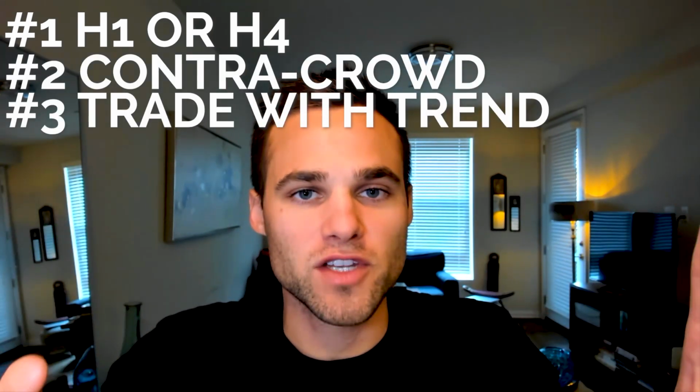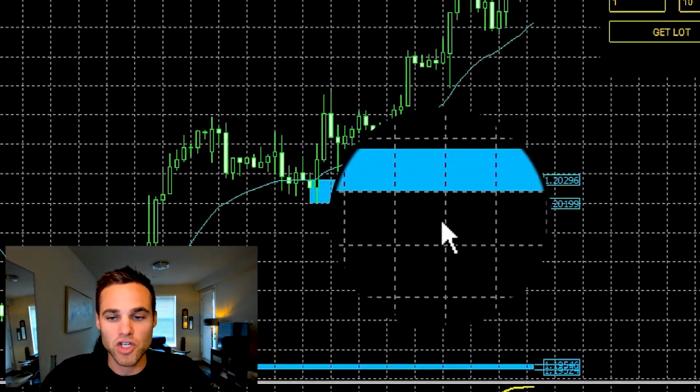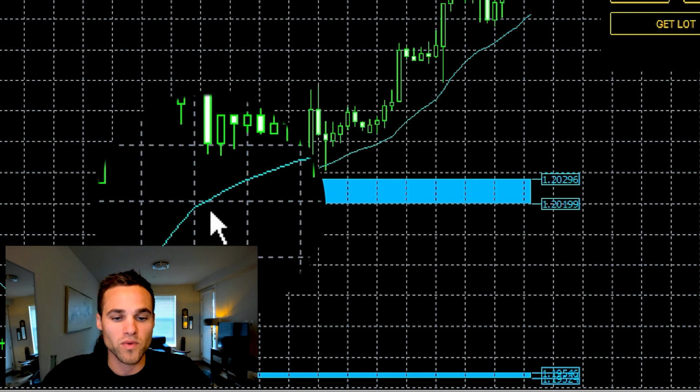Okay, so recapping, trade the H1 or the H4. Next, we want to trade contra crowd. Next, we want to trade in the direction of the trend. The next thing we want to do is look for key support and resistance zones, or areas of value where price tends to bounce off a lot. Again, I'm using the Bank Secret indicator, so it makes it easy. It shows the zones here, but you don't have to use that. You can obviously just draw your own support and resistance zones.